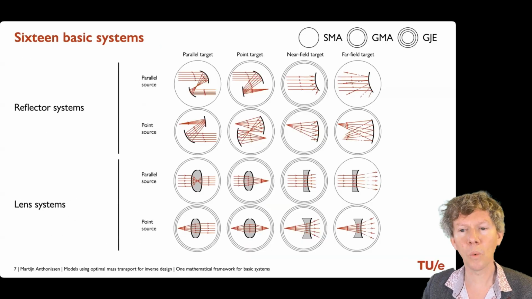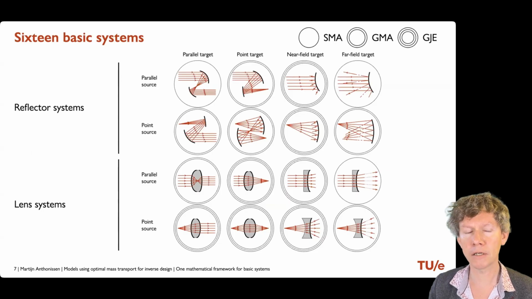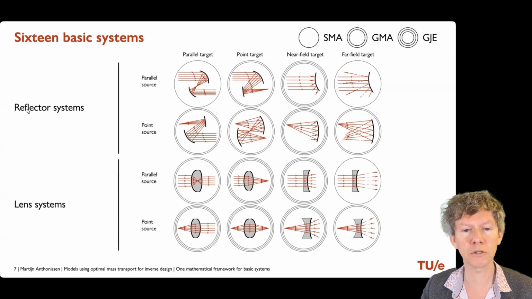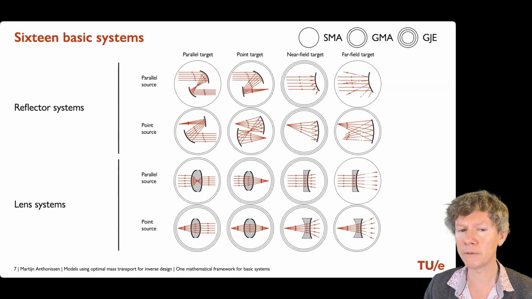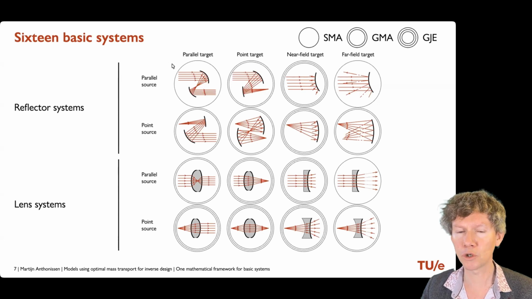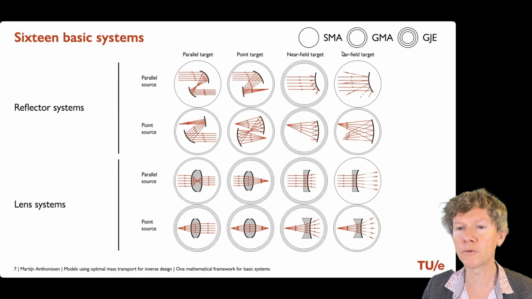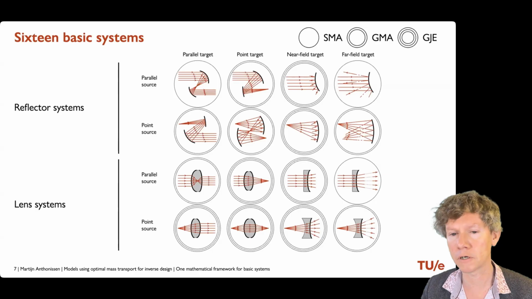So what we have developed in time is one mathematical model that can solve these 16 basic systems. What you see here, the top 8 systems are reflector systems. The bottom 8 are lens systems, and these are 2D cartoons to illustrate what we aim to do. So either we have a parallel beam of light, a parallel source, or a point source. And for targets, we have also a parallel beam or a point, or a screen close to the optical system, a near field target, or when we just look far away from the optical system and basically we're interested in how much light is sent in which direction, we have a far field target.